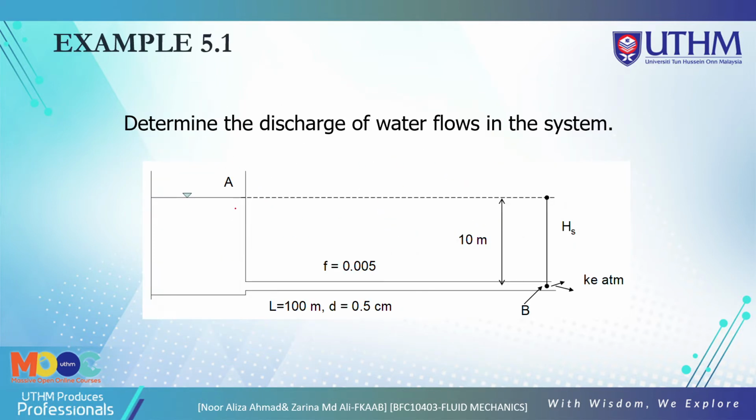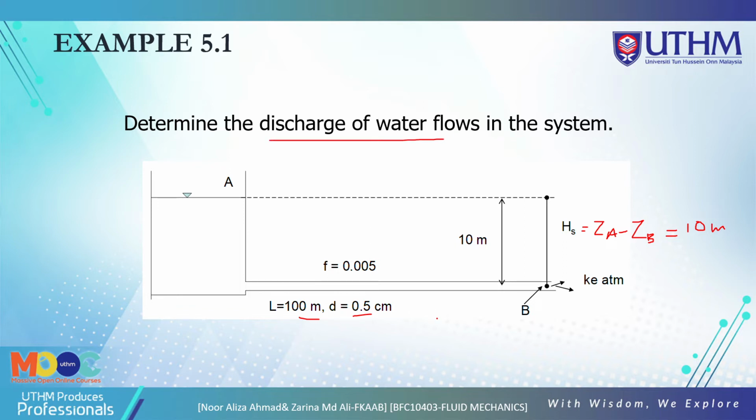Okay, so the example from this reservoir: water flows from tank A through this pipe and is open to the atmosphere at B here. So we get HS is ZA minus ZB. HS is ZA minus ZB, which is 10 meter. KF is 0.005 and L is 100 meter. D is 0.5 cm. So determine the discharge of water flowing in the system.